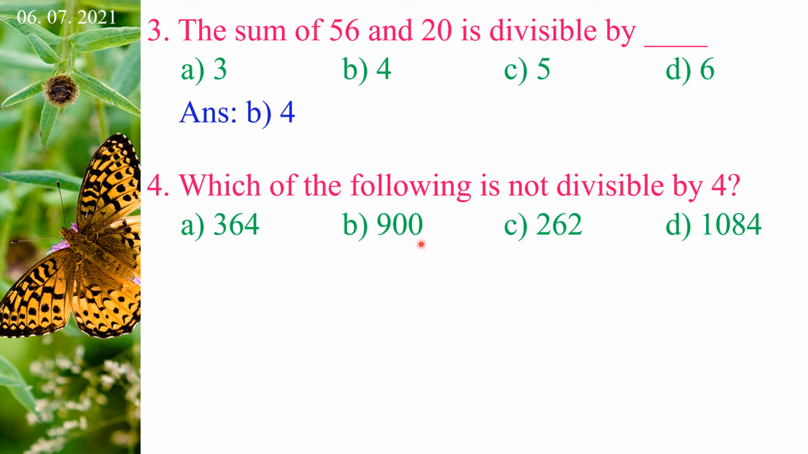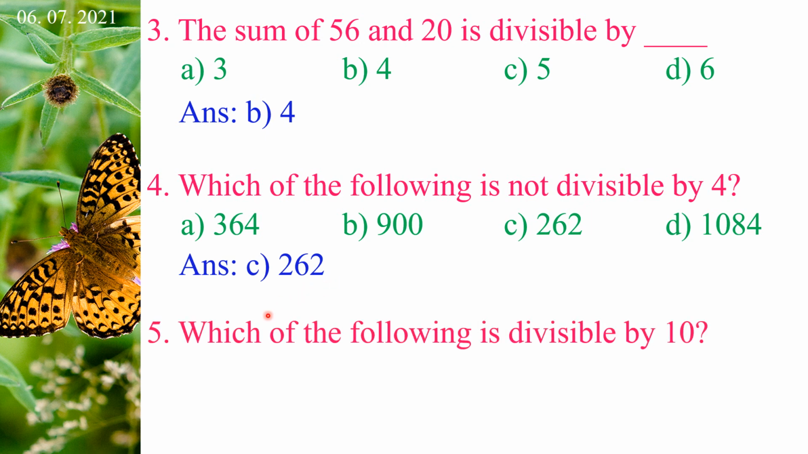Next, if the last two digits are 0, it is also divisible by 4. Next, 62 is divisible by 4? No, it is not divisible by 4. Next, 84 is divisible by 4? Yes, because 21 4s are 84. Therefore, 262 is not divisible by 4.